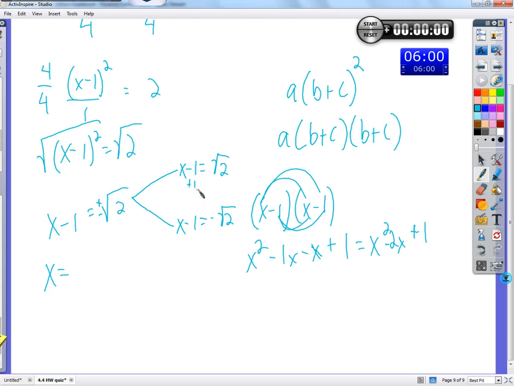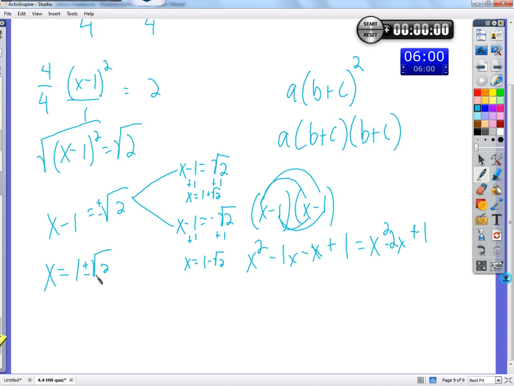So when we add 1 to both sides, we're really getting two solutions. 1 plus the square root of 2, when we add 1 to both sides here, and x equals 1 minus the square root of 2. So either we're going to take 1 and add the square root of 2, or 1 and subtract the square root of 2. So we can write it that way.